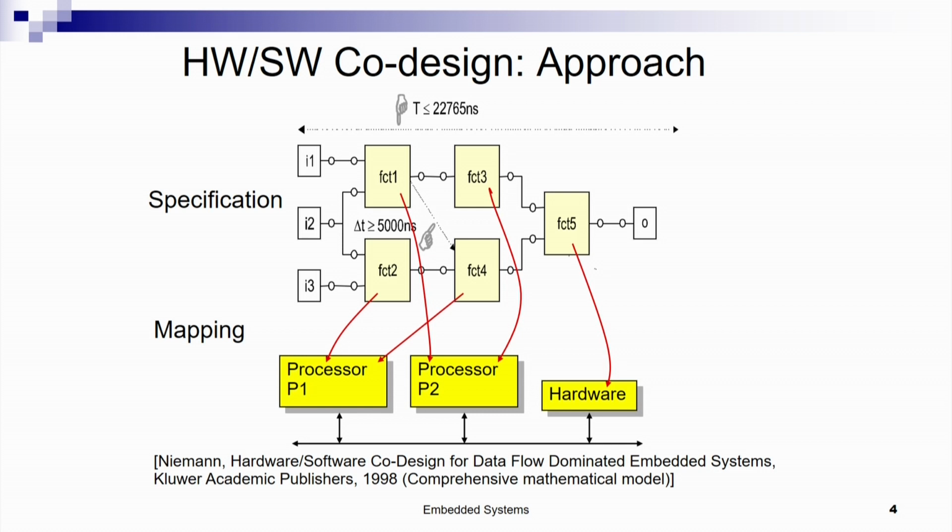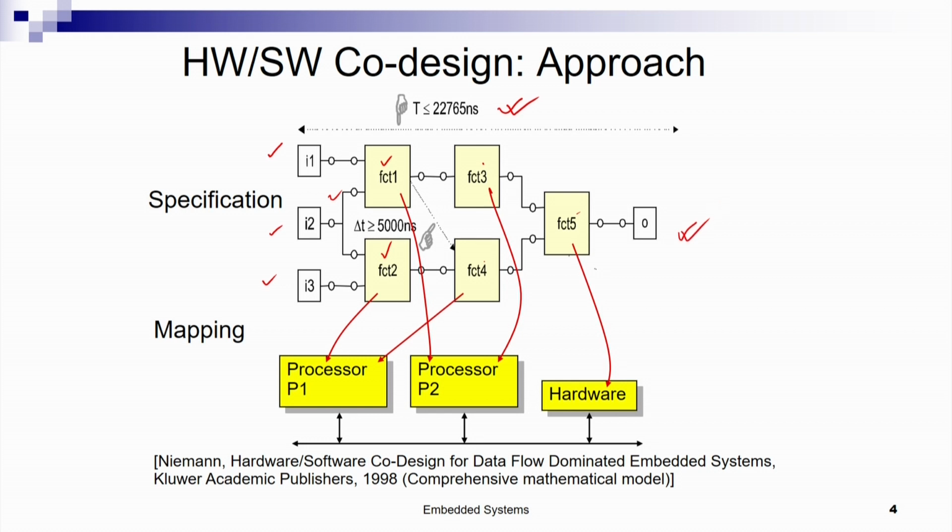Okay. Taking a small example of a data flow dominated graph. This one is a data flow graph where, let us say, you have 3 inputs I1, I2 and I3. This is the specification, and you have these functionalities FCT1, FCT2, 3, 4 and 5, and these are the components, and we say that for this functionality the end to end latency bound that should be met is 22765 nanoseconds, and also between the end of functionality 1 and the beginning of functionality 4, let us say, there must be a time gap of 5000 nanoseconds.